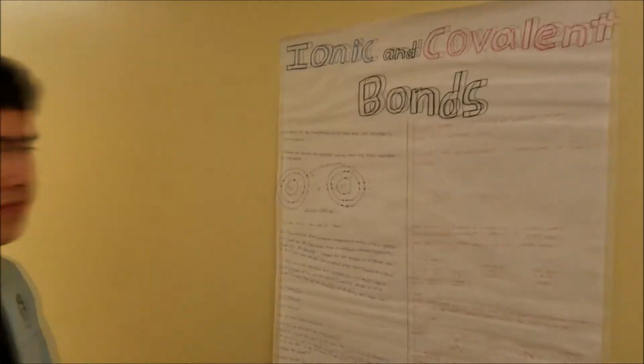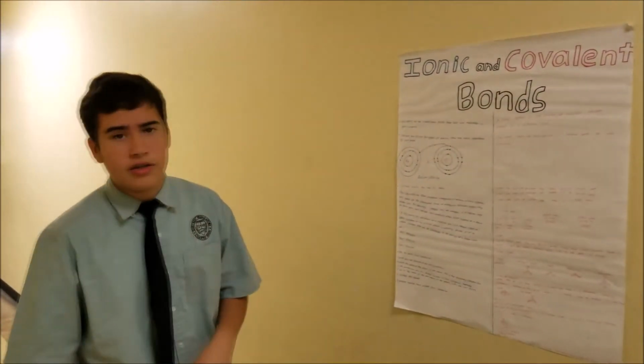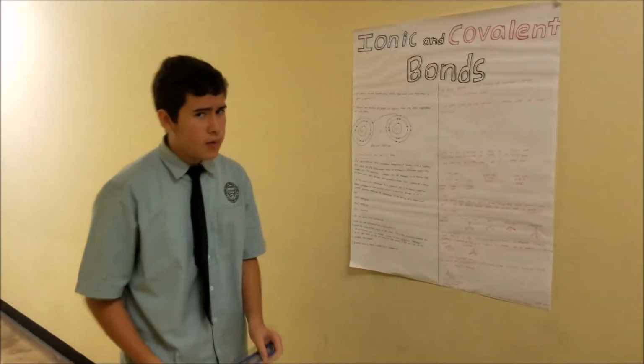Here are two examples. When one pair of electrons is being shared, it's called a single bond. When two pairs, it's a double. And when there's three, it's a triple.